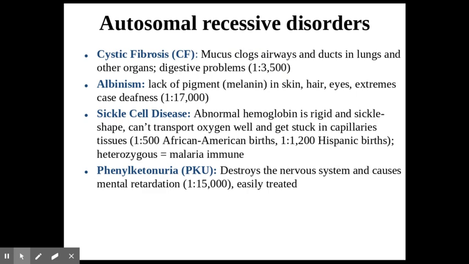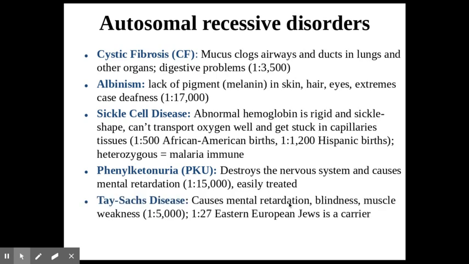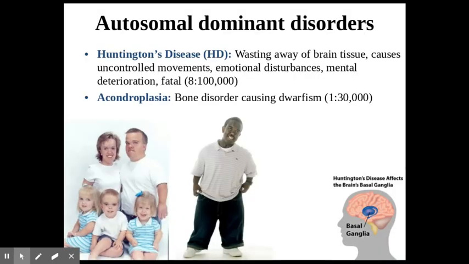Phenylketonuria, which is PKU, destroys the nervous system and causes mental retardation. And then Tay Sachs disease causes mental retardation, blindness, and muscle weakness. Huntington's disease is the wasting away of brain tissue, and it causes uncontrolled movements, emotional disturbances, and mental deterioration, and it can be fatal. And then there's a bone disorder causing dwarfism.